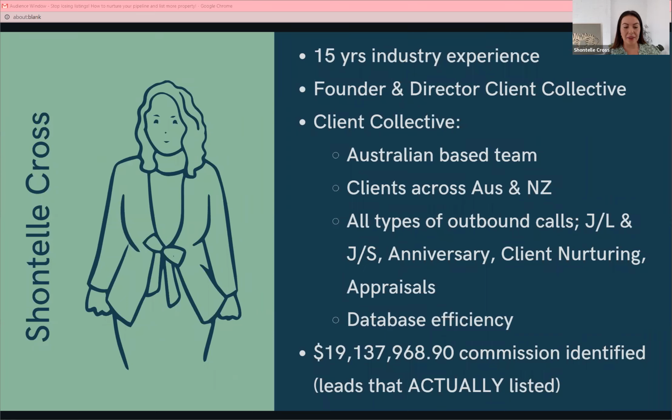Now, last year alone, our team identified over $19 million worth of commission for our clients. So that was leads that actually listed. But today isn't about us. It's not about Client Collective. It's not a sales pitch. It's about helping you guys convert more of your pipeline. So let's jump straight into it.